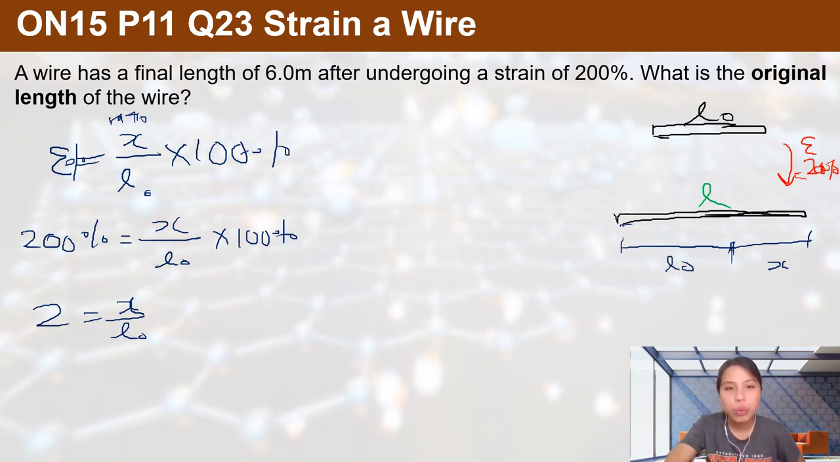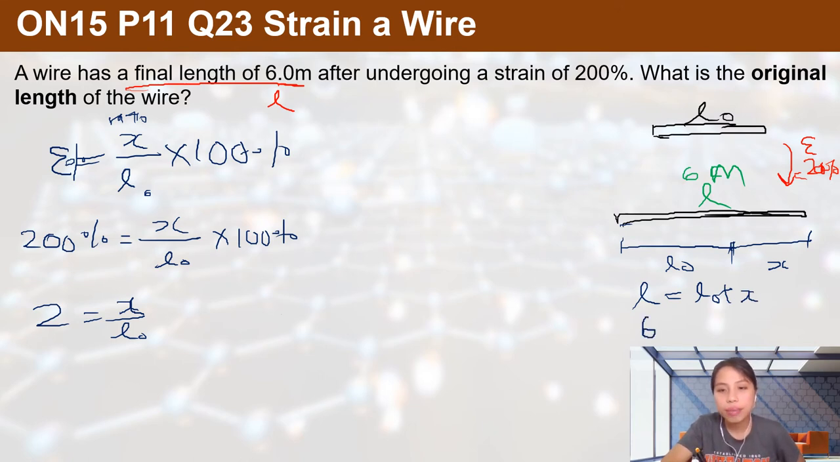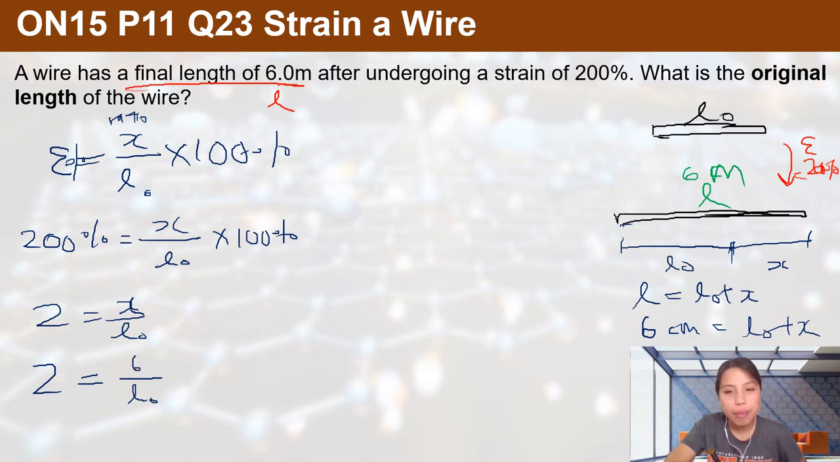They gave us the information of the final wire, final length. This is basically L. Final length is 6 meters. So I can say the final length, L, is the original length plus some extension, because it gets longer already. And this L is 6. Initial and extension, I don't know these values, but never mind, I can plug it in. So let's plug it in: 2 equals X over L0. So X here will be 6 minus L0. Aha! Now I only have one unknown in the equation, so I can solve it.